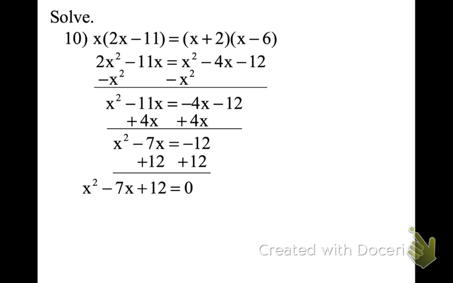Then we factor: what multiplies to 12 and adds to negative 7? How about negative 4, negative 3: x minus 4, x minus 3. And so my solution is 3 and 4.